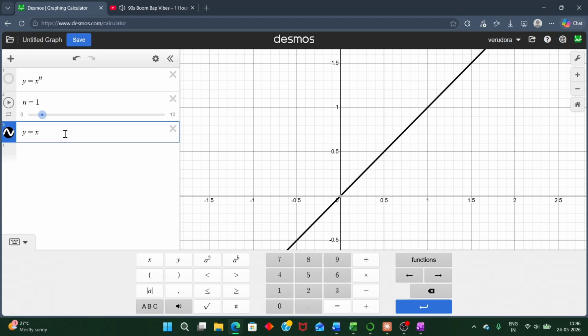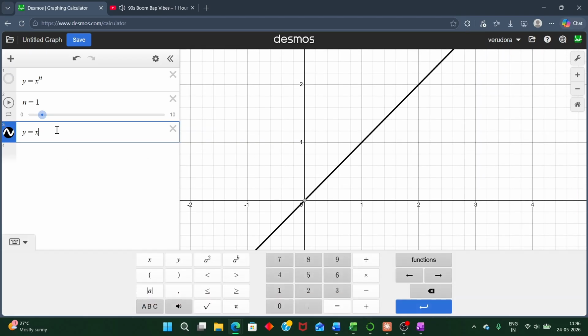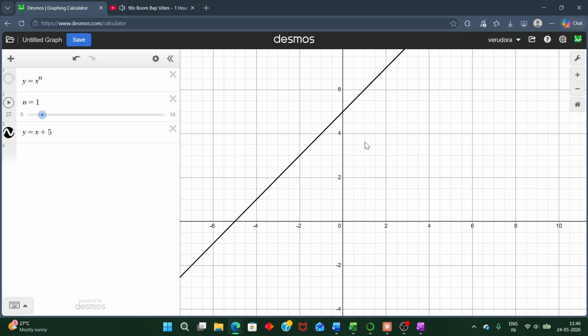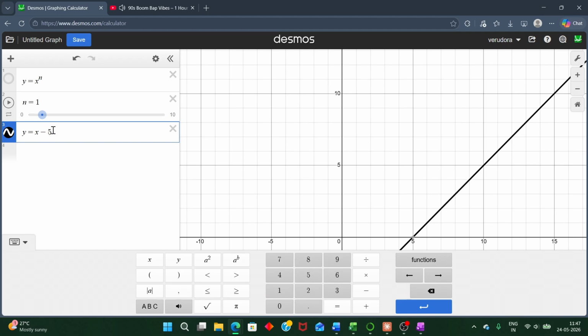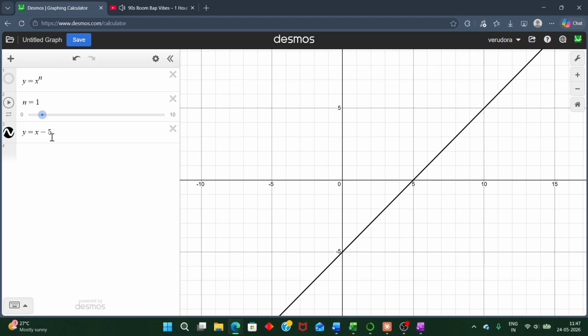And basically all straight lines are a modification of this y is equal to x. If I were to add a constant like plus phi, what I have is the previous graph, but every point on this is just shifted by phi units. I can do the same thing with the negative sign, and it's all shifted down by phi units.